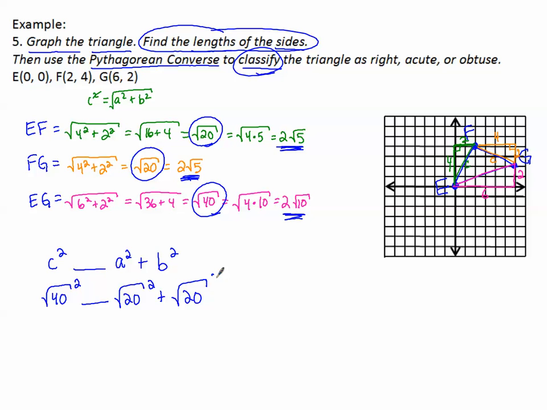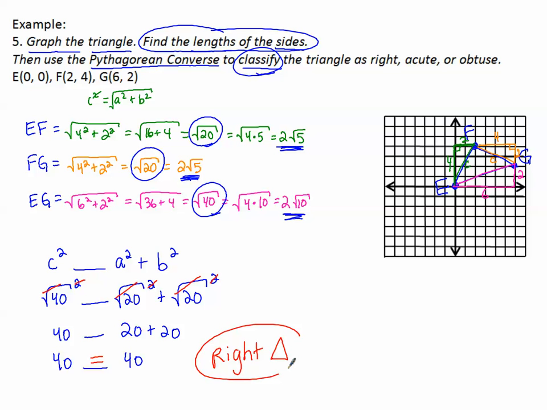Remember how squared cancels out square root. And I'm left with 40 blank 20 plus 20, and 40 compares to 40, and they are equal. Therefore, this is a right triangle. When I get equals, I have a right triangle.